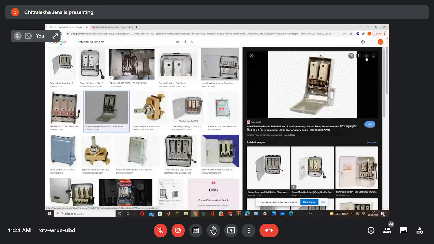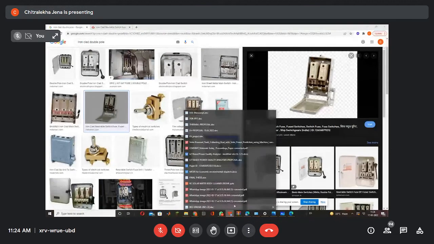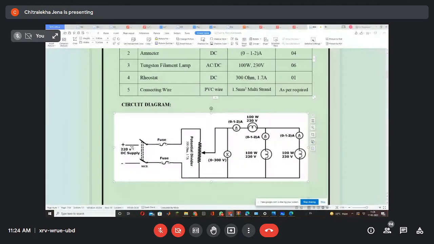Okay, so here what we are doing, actually, we are connecting, now look at the circuit I am showing you. Here, you want to connect positive, you want to connect negative. So how will you connect it?